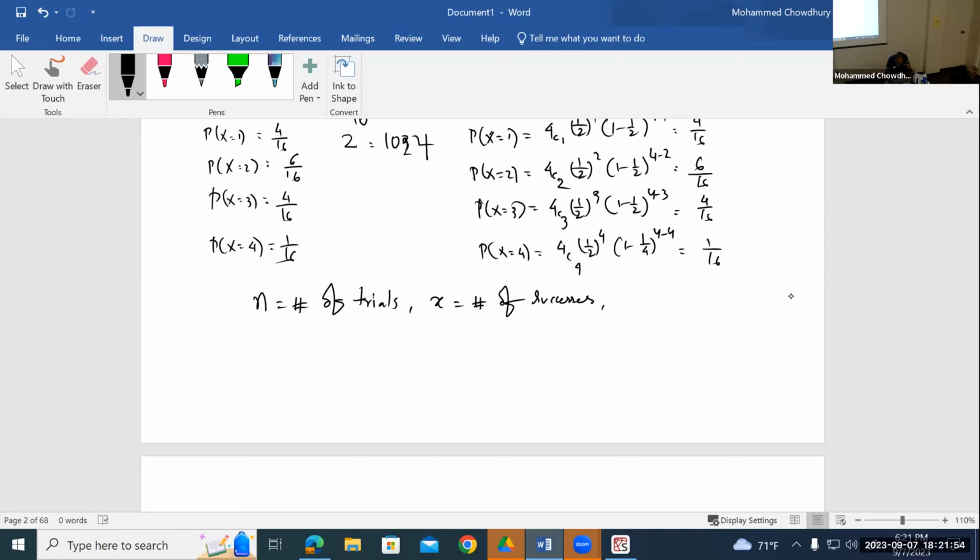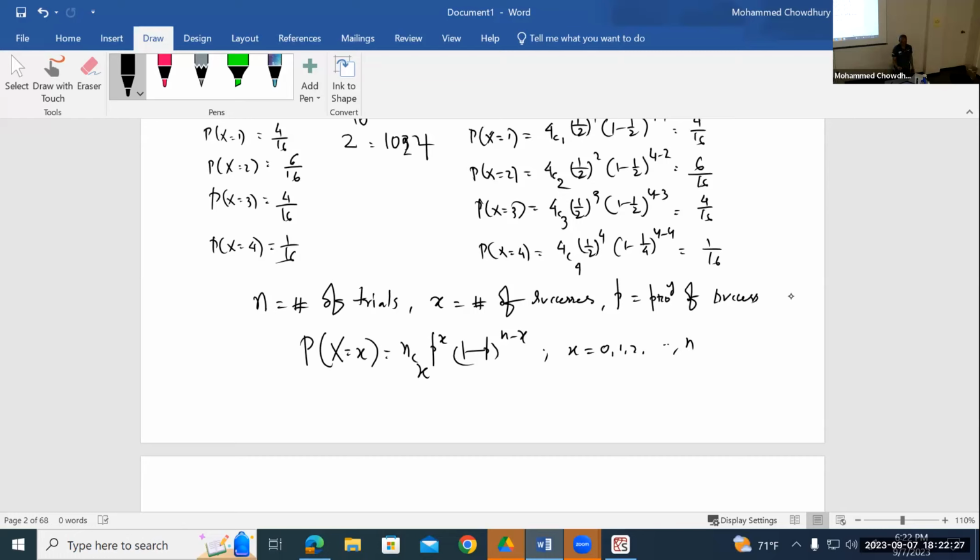Okay. And p is the probability of success. Then we can write the probability of a specific number of successes as C(n,x) p to the power x, (1 minus p) to the power n minus x, under the condition that x takes values 0, 1, 2, up to n. I toss the coin 10 times, I can get 10 heads. I toss the coin 10 times, I got 0 heads. So this is the range.